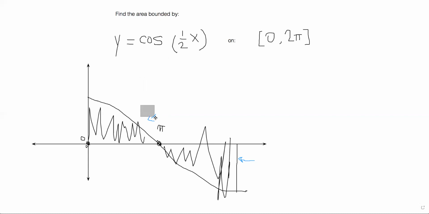Let's modify this just a little bit. Instead of going from 0 to 2 pi, let's go from 0 to 11 pi over 6. I want you to find for me the area bounded by the graph of this expression.